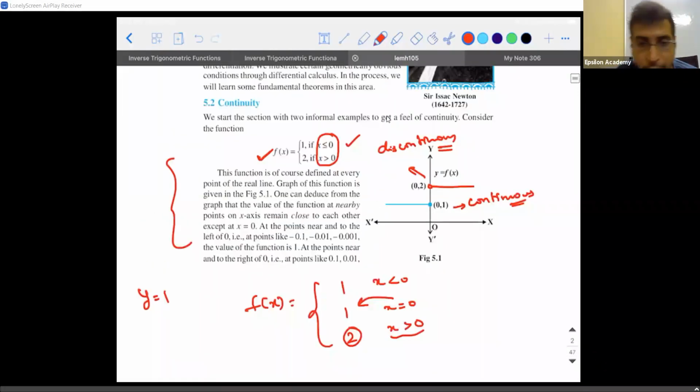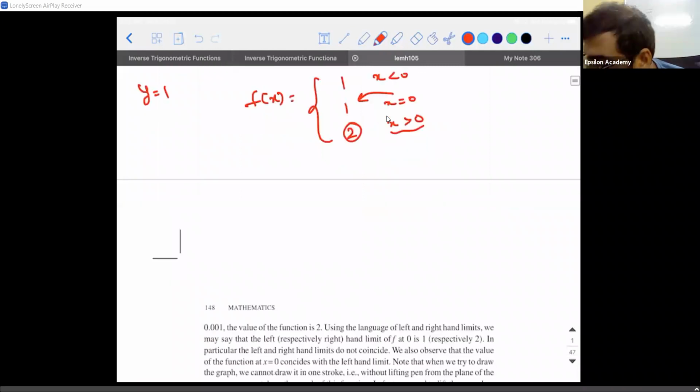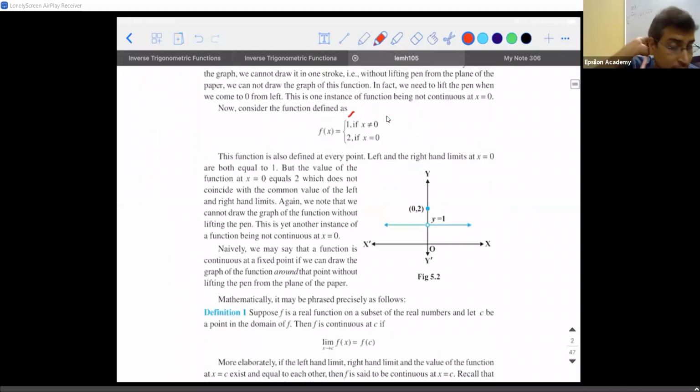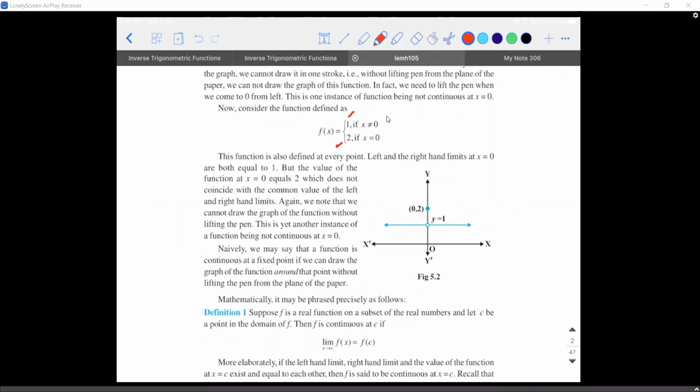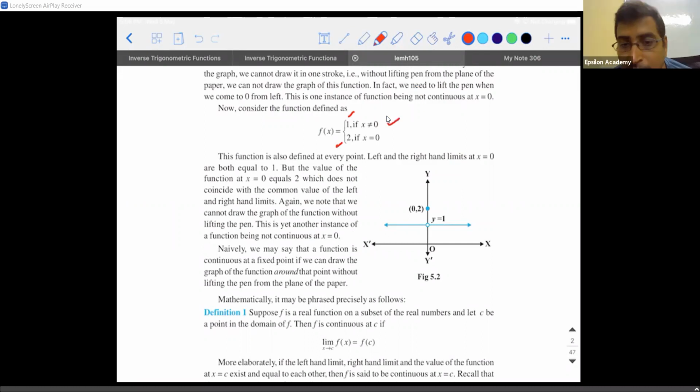Okay, so I hope you are clear with this point, this question. Now they have given another example. See, f of x is equal to 1 and it is equal to 2, but the way they have represented the value of x is different. Here they said x is not equal to 0, here x is equal to 0. So what is the meaning of it?